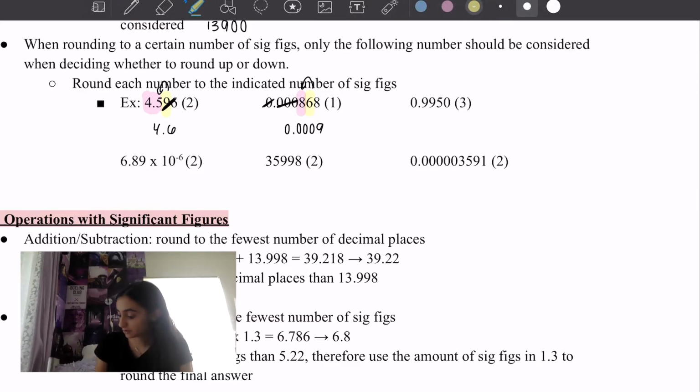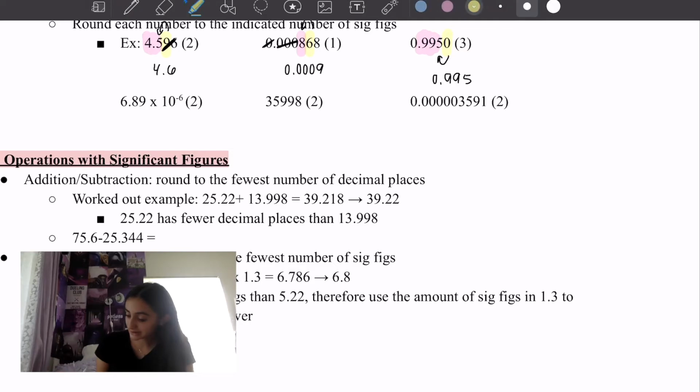Next, we have 0.9950, and we are rounding to 3 sig figs. We have 1, 2, 3, and 4. And that 0 we would use to keep the 5 down below and rewrite this as 0.995.